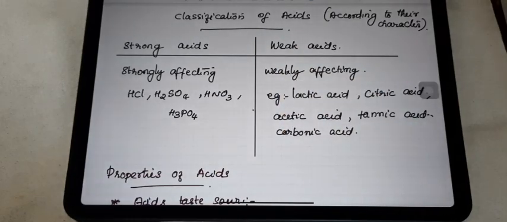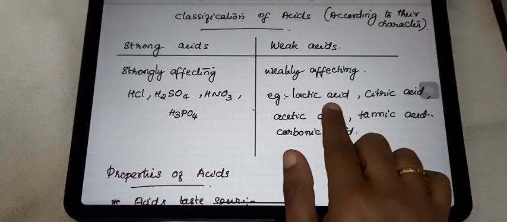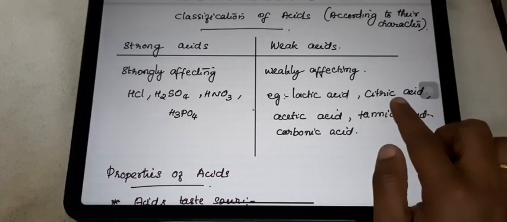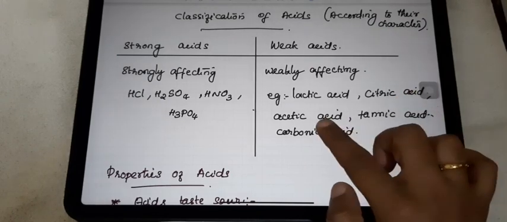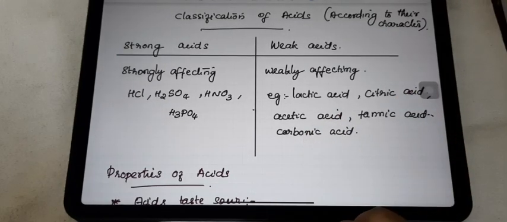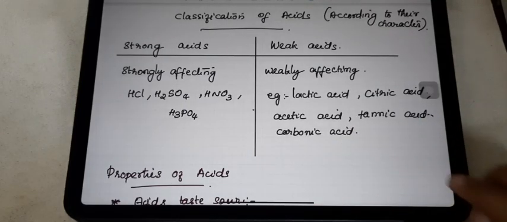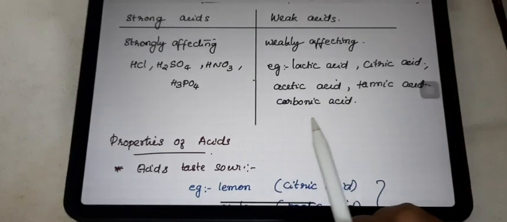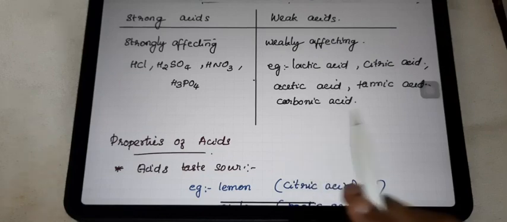While for weak acids, I told you that edible acids are weak. That's why intake of them does not result in any harmful effects. Lactic acid is present in curd and milk. Citric acid is present in citrus fruits, lemon, etc. Acetic acid is present in vinegar. Carbonic acid is present in soft drinks. Likewise, acids are divided into strong and weak.